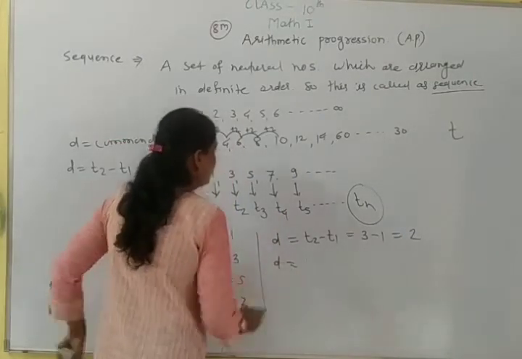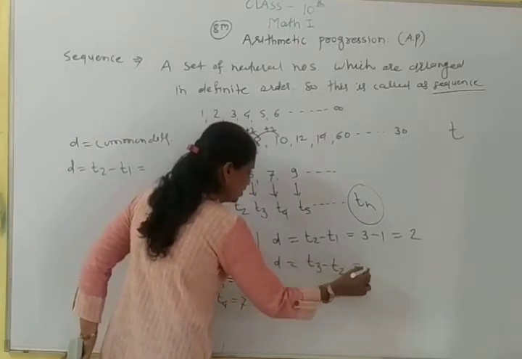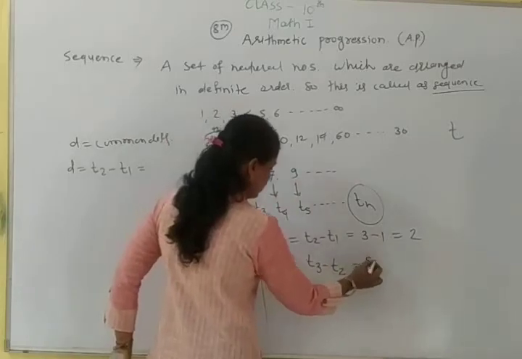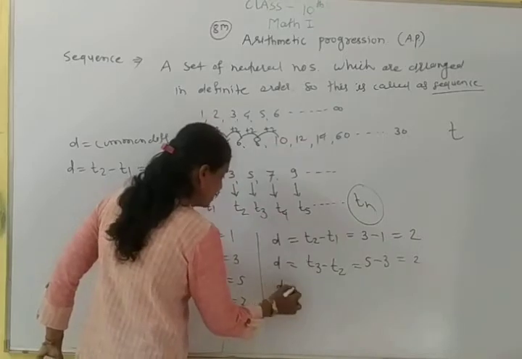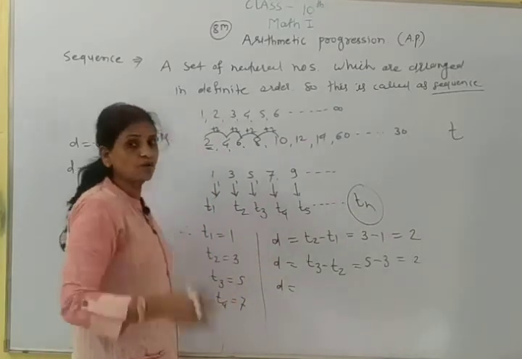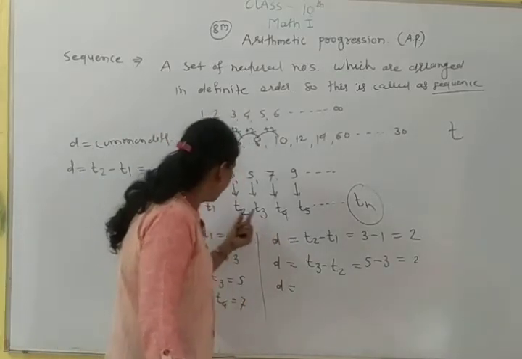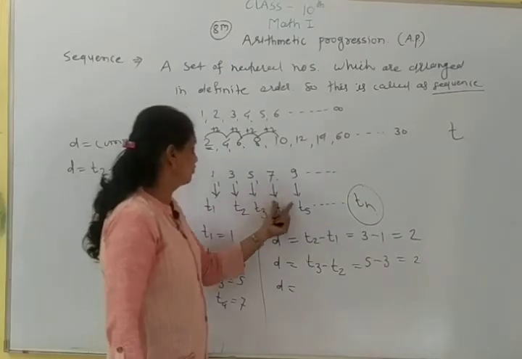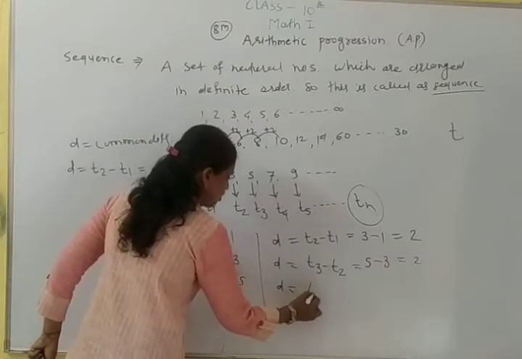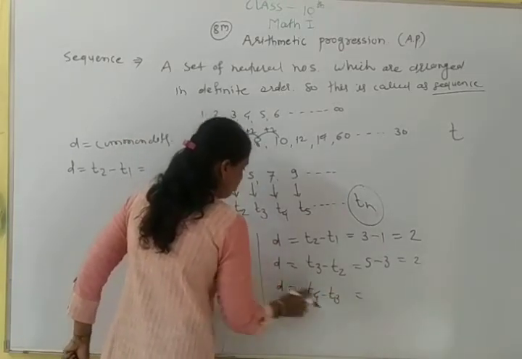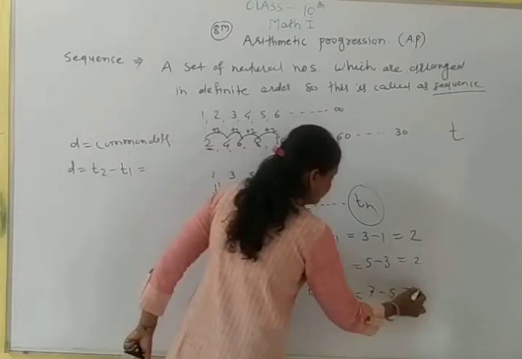Again, D equals T3 minus T2. T3 is 5 and T2 is 3, so 5 minus 3 equals 2. This is the common difference of two consecutive terms. We can take the common difference between consecutive terms: T3 minus T2, T4 minus T3, T5 minus T4. Then D equals T4 minus T3. T4 is 7 minus T3 which is 5, so 7 minus 5 equals 2.